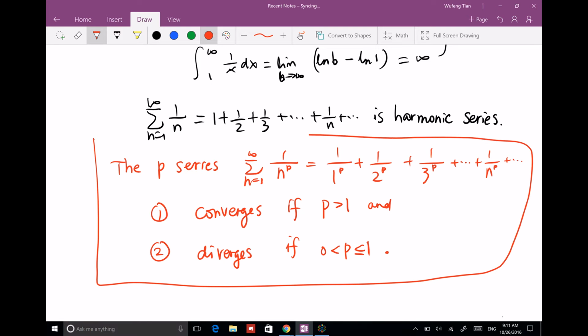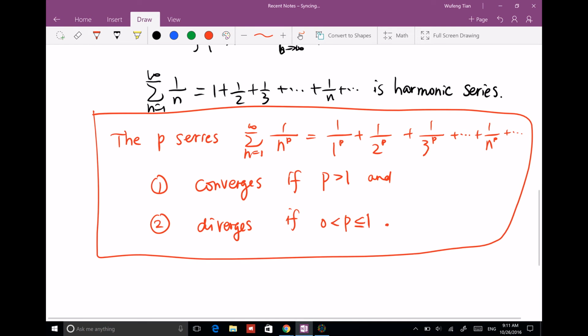What do we cover today? Okay, so if the power is bigger than 1, it converges. If the power is less than or equal to 1, it diverges.